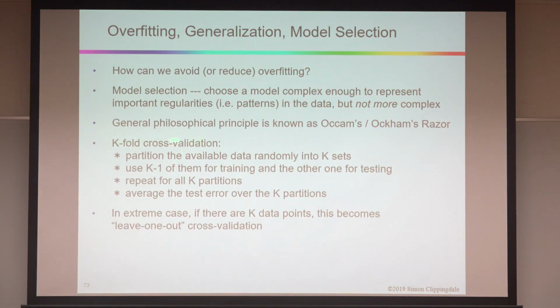There's a thing called k-fold cross-validation that's often used to evaluate classifiers, where we partition all the available data randomly into k sets, use k minus one of them for training and the other one for testing. Do that for all the k partitions of this data. Keep rotating through the data like that. Average the test error over the k partitions. In an extreme case, if you've got k data points and you use all but one of them for training, the other one for testing, this is called leave one out cross-validation for obvious reasons.